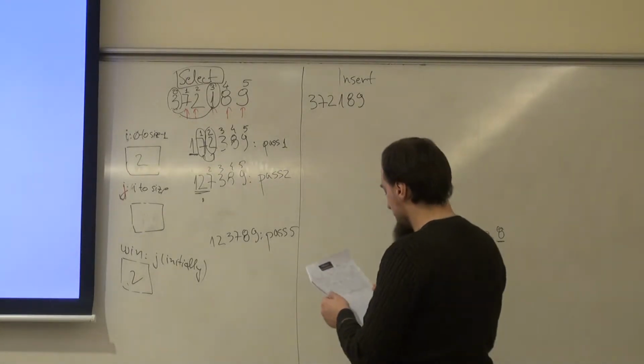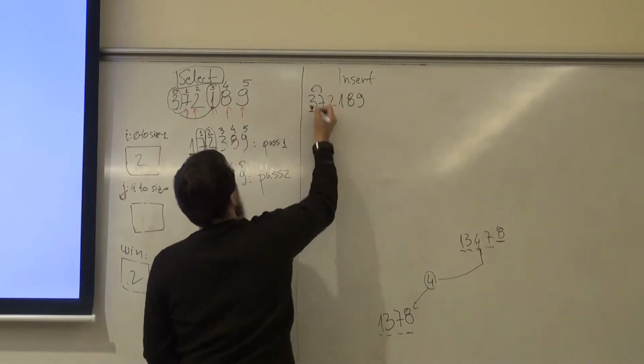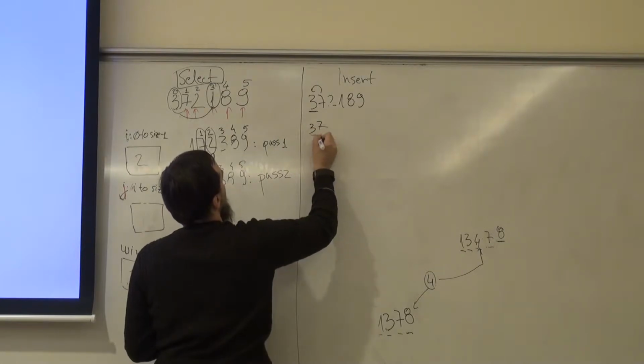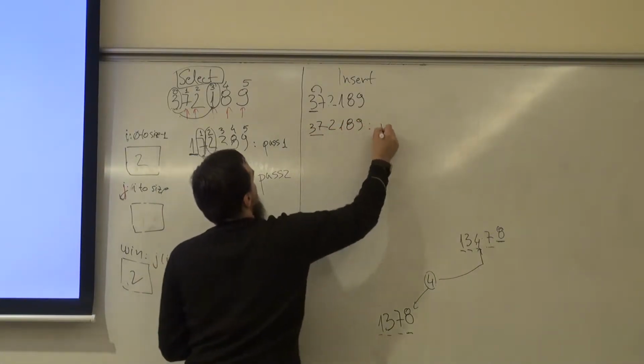So insertion sort works like this. We have 3, and we want to insert this into the already sorted vector, so we have 3, 7. Okay? Those are already shifted. 2, 1, 8, 9. This is pass 1.